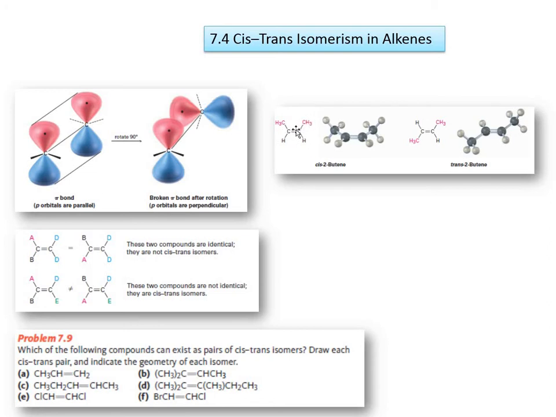So if the substituents around the carbon-carbon double bond are on the same side like this, we call this a cis isomer. Or if the substituents are on opposite sides, we call this trans. This is correct for disubstituted alkenes.